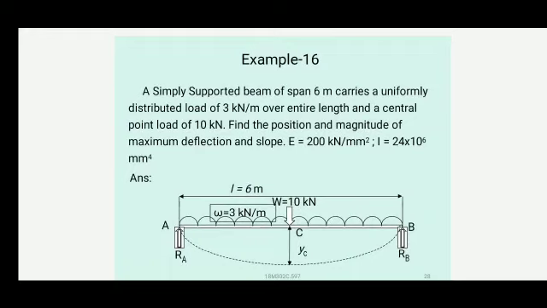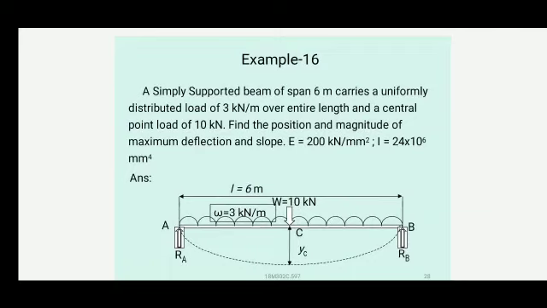And another problem, a simply supported beam of span 6 meters carries a uniformly distributed load of 3 kilonewton per meter over entire length and a central point load of 10 kilonewtons. Find the position and magnitude of maximum deflection and slope. Capital E is equal to 200 kilonewton per mm square. I is equal to 24 into 10 power 6 mm to the power of 4.